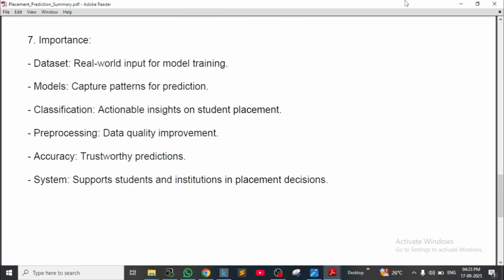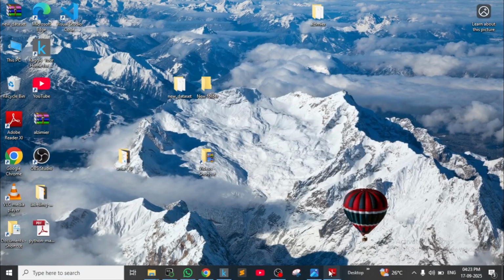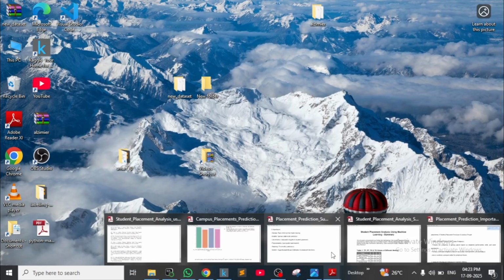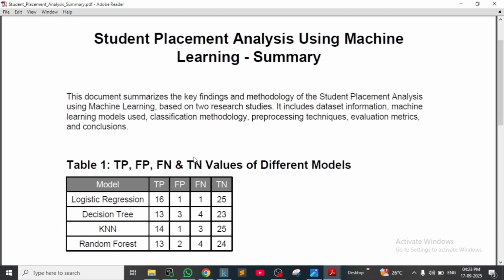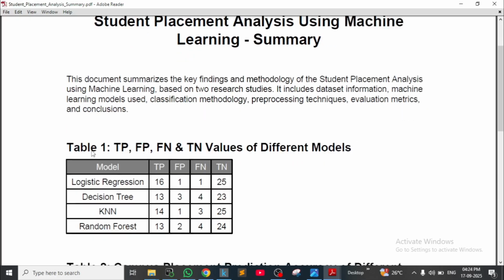Okay, now coming to the importance of this project, and also here, student placement analysis using machine learning, summarized from these two research papers only. This document summarizes the key findings and methodology of the student placement analysis using machine learning based on two research studies. Okay, there I have shown you. It includes dataset information, machine learning models used, classification methodology, pre-processing techniques, evaluation metrics, and conclusions.